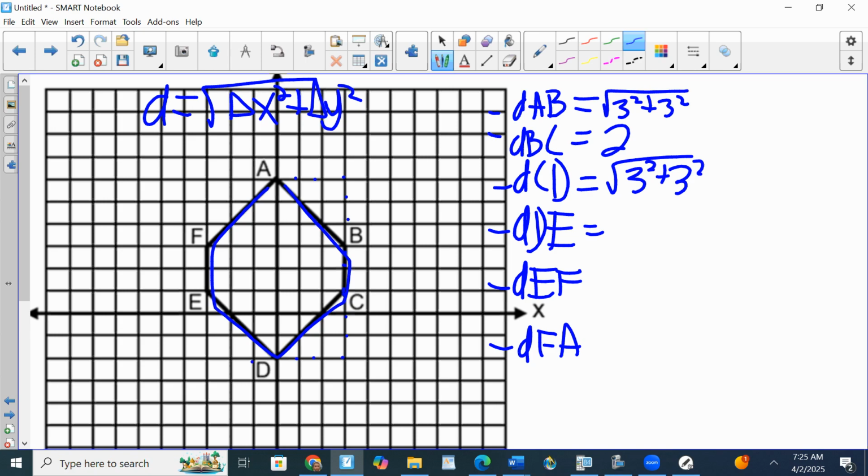DE is 1, 2, 3, 1, 2, 3. It doesn't matter which direction you count in. EF is 1, 2. Again, I don't need the distance formula because it's a straight line. FA is 1, 2, 3, 1, 2, 3.